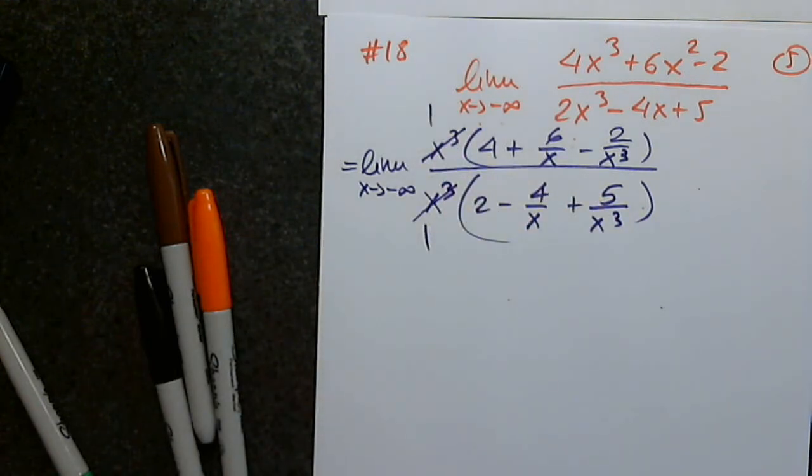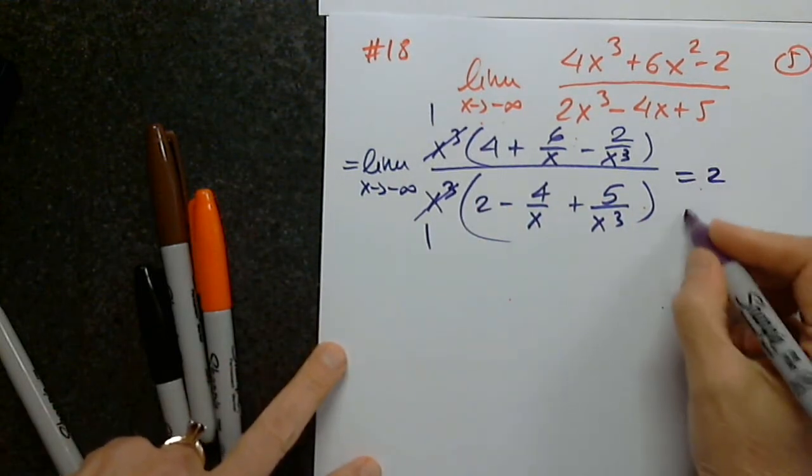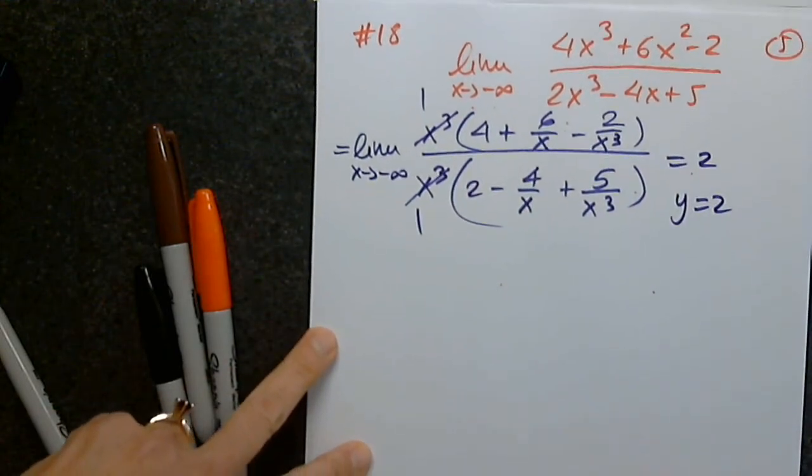Now please tell me, when x approaches infinity or negative infinity, where does this go? 0. Where does this go? 0. Where does this go? 0. Where does this go? 0. And what's the limit? 4 over 2, which is 2. So then y equals 2 is what? Horizontal asymptote.